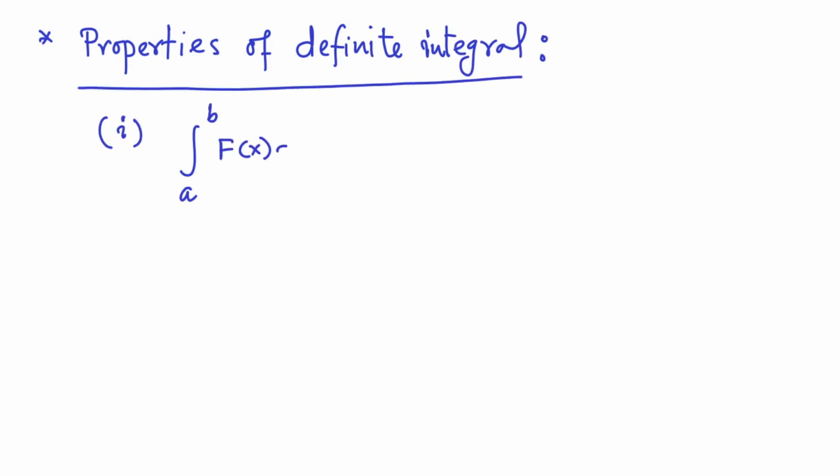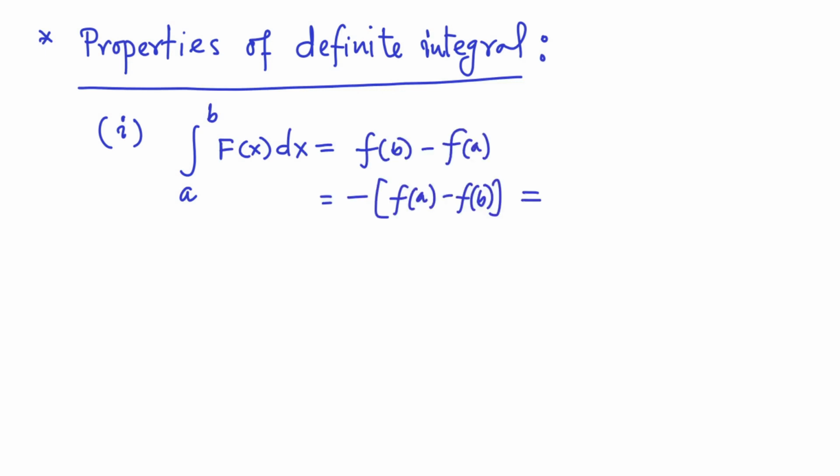The first property is that if you exchange the limit points a and b for a definite integral, then the definition itself tells us that this is the minus of the original integral. So if you consider a definite integral from a to b f(x) dx, then this is equal to minus of b to a f(x) dx, as you see it here.